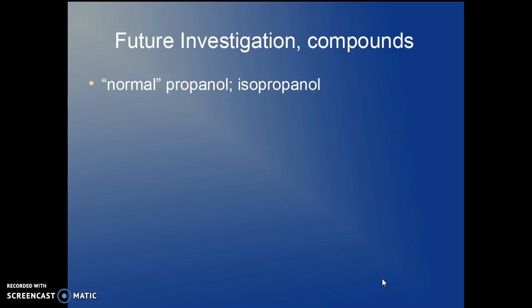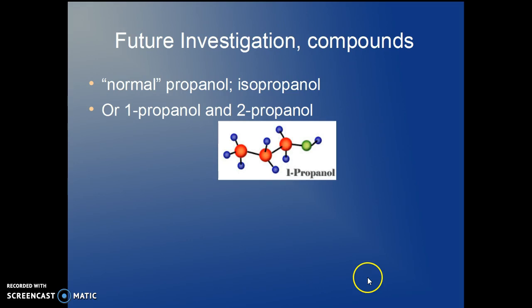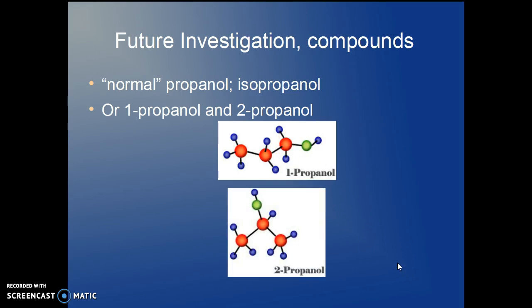The future investigation will study normal propanol and isopropanol. First one's called 1-propanol, the other's called 2-propanol. This is 1-propanol. The alcohol, the OH, the hydroxyl group, is on the terminal carbon on one end, whereas in 2-propanol, the OH, the hydroxyl group, is sticking onto the second carbon. And the investigation will ask if the boiling points of these are different.